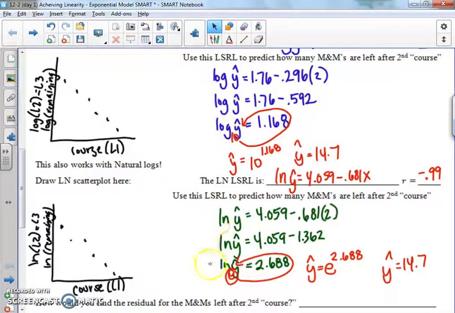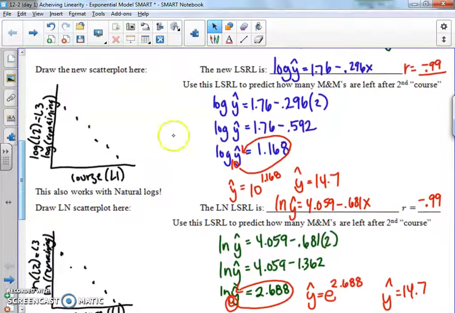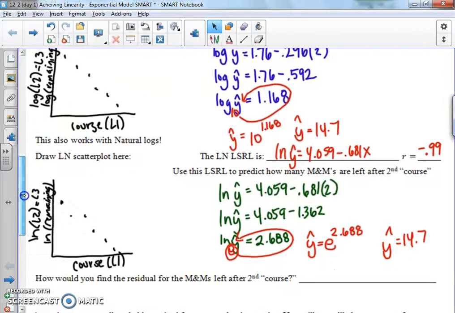it doesn't matter if you take the logarithm or the natural log. The idea is they're both a logarithm, they're both inverses of an exponential. So if you want to try to get an exponential to be more straight, either take the logarithm or take the natural log. It doesn't matter which one. Just make sure that you write the equation appropriately, like if you did a natural log versus if you did a log. Okay?